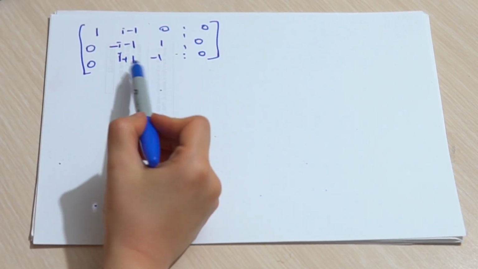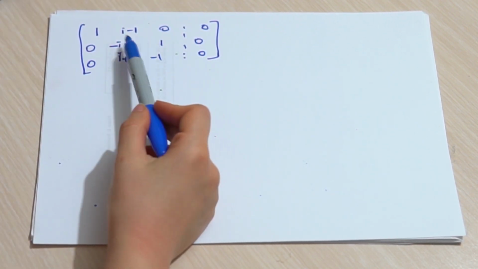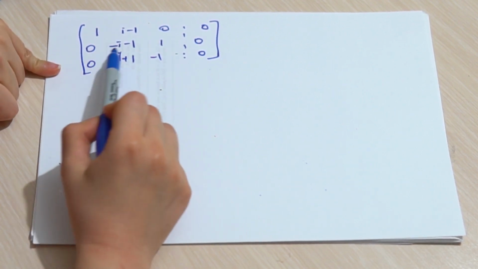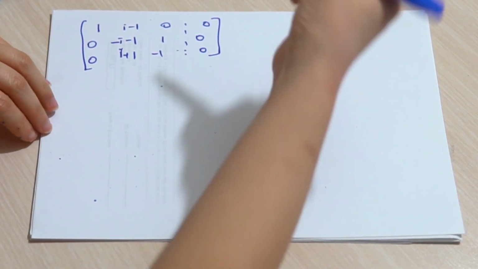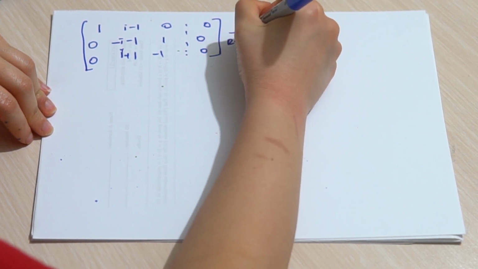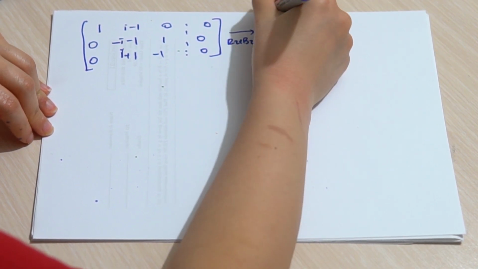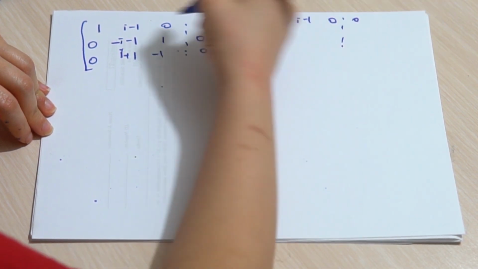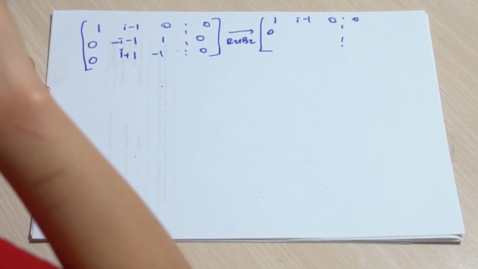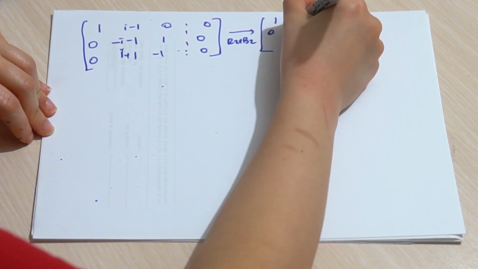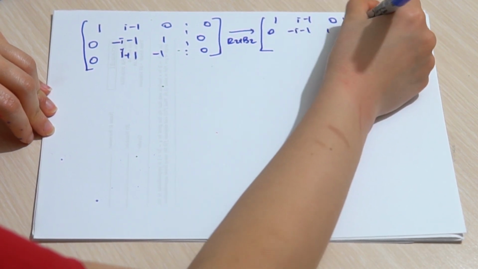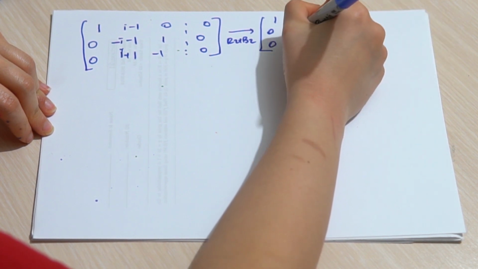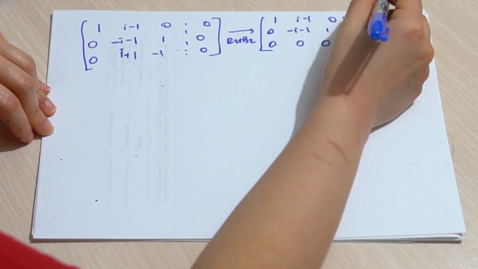Okay. So if you see that, this one is minus of this row, right? Minus row 2 is equal to row 3. So I can add row 2 to row 3. So I will have 1, i, minus 1, 0 here. Then I will have 0, minus i minus 1, 1, 0, and 0, 0, 0, 0.